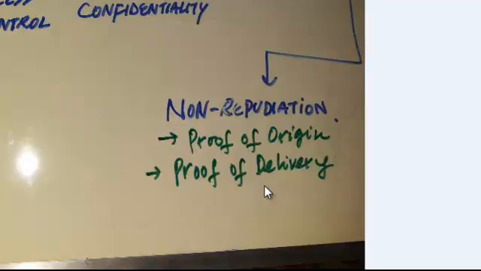Non-repudiation. The non-repudiation service provides protection against denial by one of the entities involved in communication. The sender or the receiver of information should not later on deny the sending or reception of information. The non-repudiation service has also two aspects: non-repudiation with proof of origin and non-repudiation with proof of delivery. In non-repudiation with proof of origin, the receiver of data can later on prove the identity of the sender in case the sender denies. And in non-repudiation with proof of delivery, the sender can later on prove the identity of the receiver in case the receiver denies.